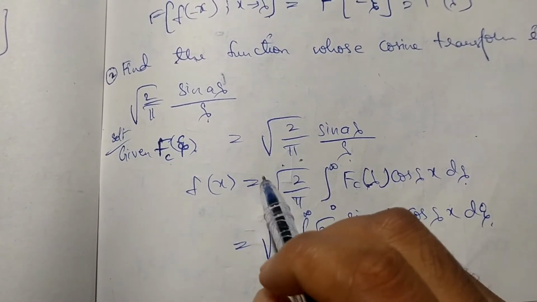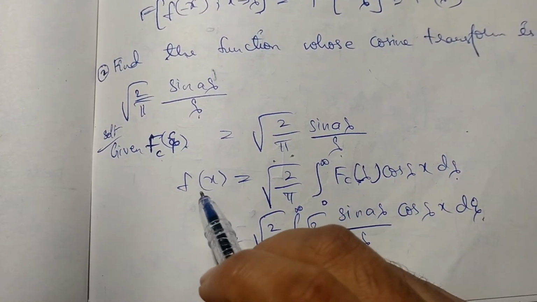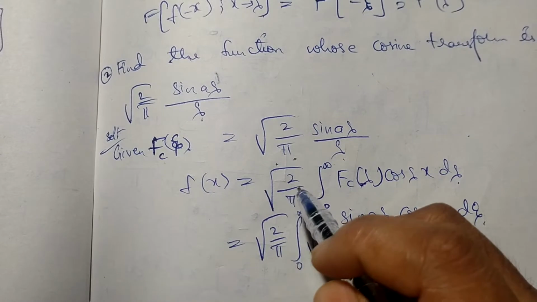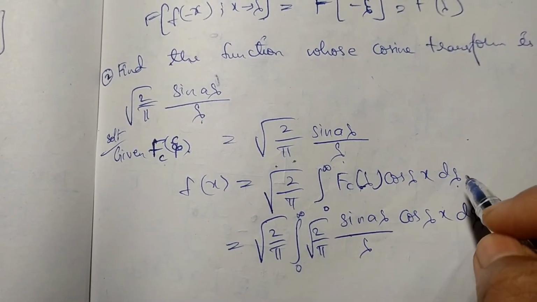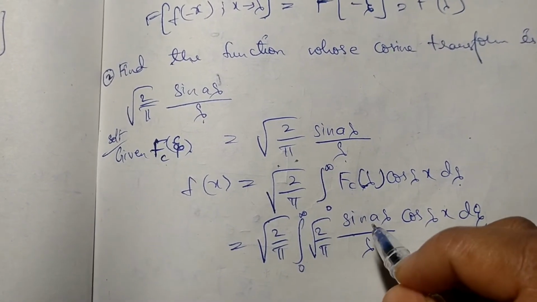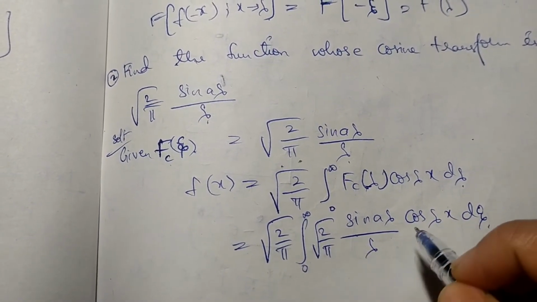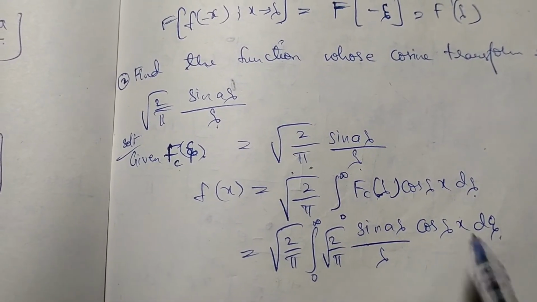So we know the inverse Fourier cosine transform formula, that is f of x equals root over 2 by pi into the integral from 0 to infinity of Fc of xi into cos xi x d xi. So Fc of xi is given, that is root over 2 by pi into sine xi divided by xi, into cos xi x d xi. So now we have to simplify this value.